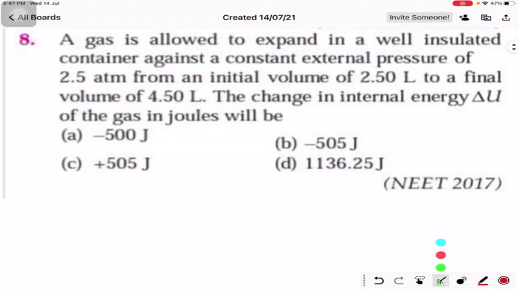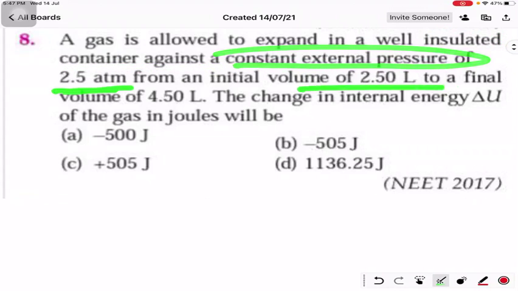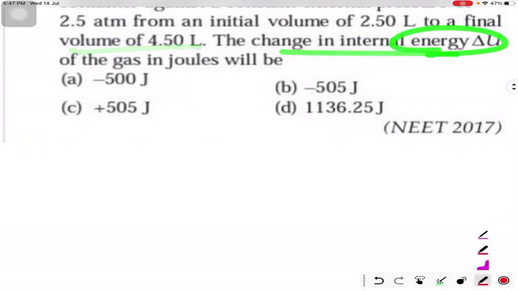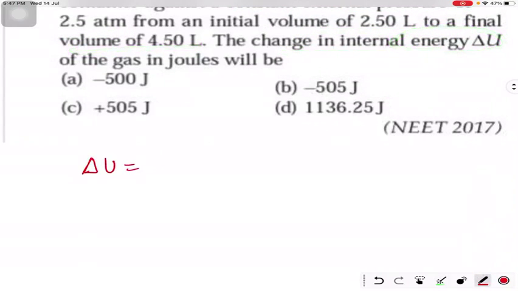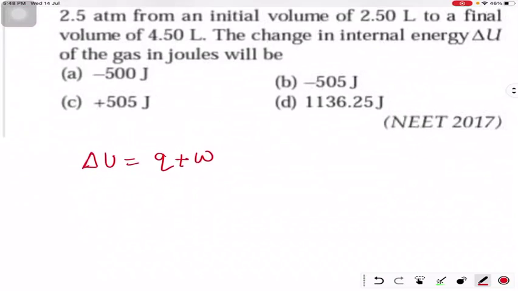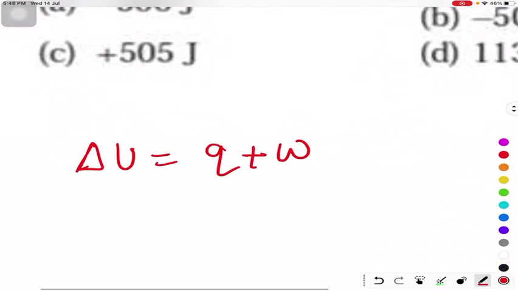A gas is allowed to expand in a well insulated container. Again, it is an insulated, isolated system we are considering, against a constant external pressure, and volume changes from this to this. Change in internal energy we have to calculate. So delta U is equal to, we know that it is Q plus W. Now because there is insulation, we have an isolated system.